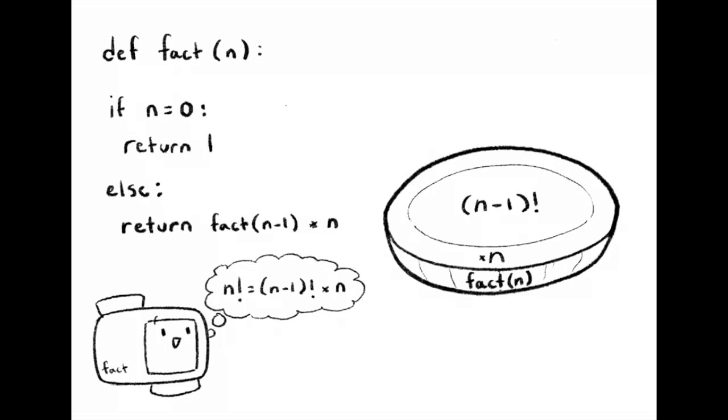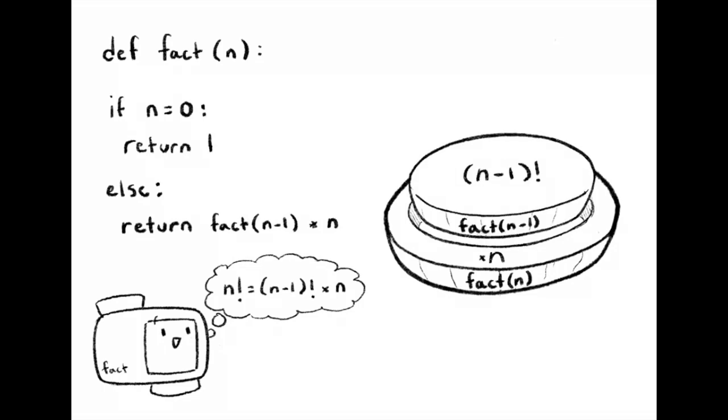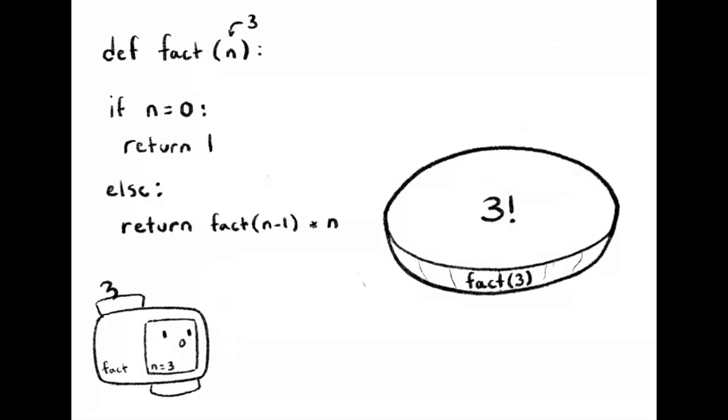In our recursive case, the behavior of the outermost layer is represented by the times n operation, while the smaller onion slice that it acts on is represented by the recursive function call to fact n minus 1. Now let's do a run through to see that our factorial function works out. Let's try computing 3 factorial.